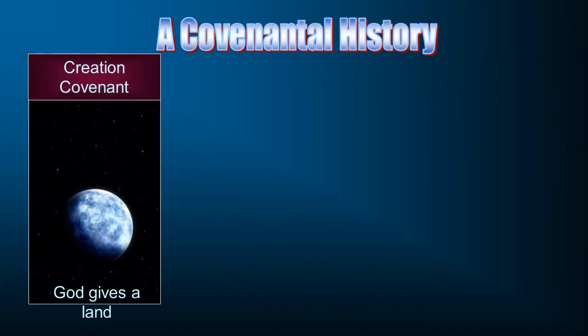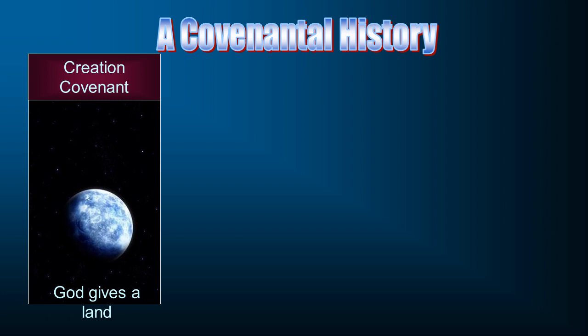But next, I want to take us to a covenantal history, and I'm going to start with a creation covenant where God gives a land. You say a land? Yeah, sure. He gives the Garden of Eden. That's a land. There's only two people, so they can fit. But I call this a covenantal history, and I'm describing a creation covenant.